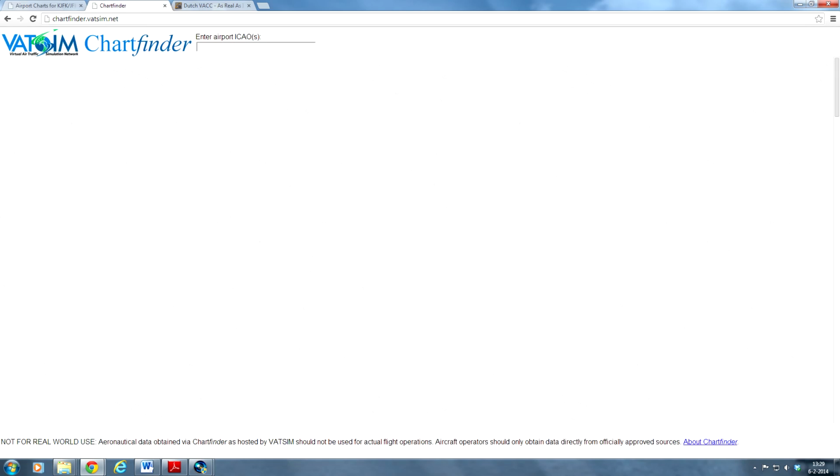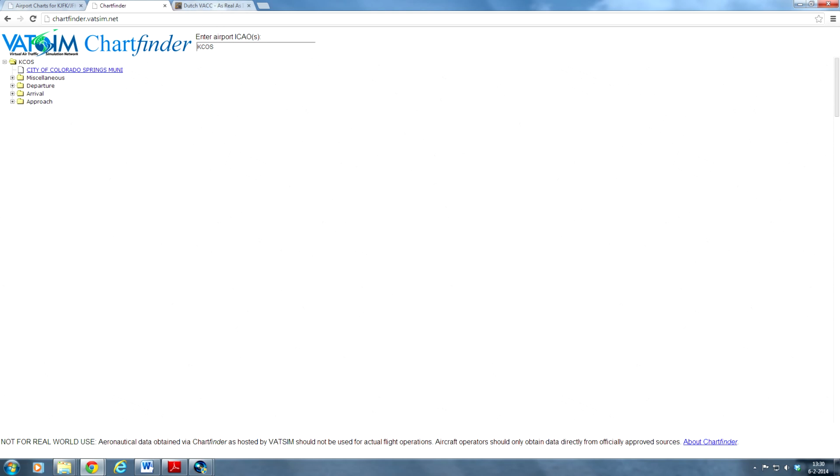Vatsim also has a chart finder. It's mostly for the US airports. You won't find many European airports. So let's put in, for example, Colorado Springs Airport. We have a nice map with all the charts, and they're split up in several maps again, for the departure and for the arrival and for the approach to the runways.